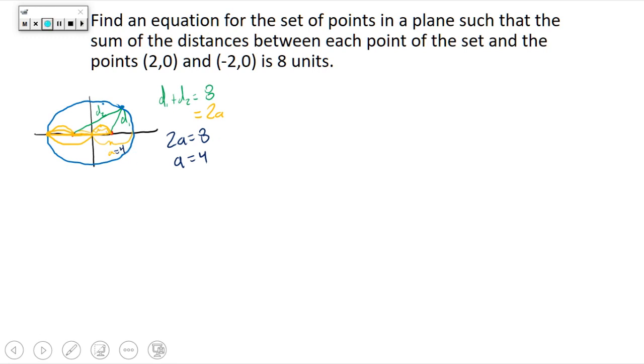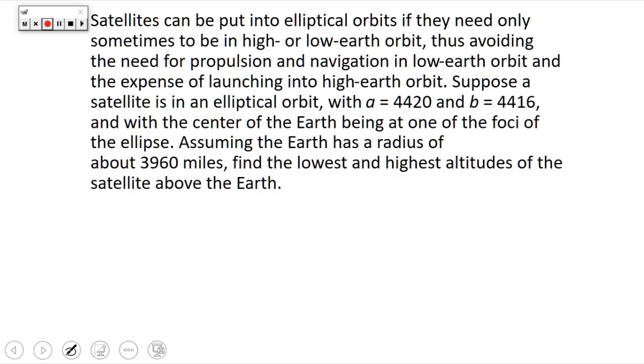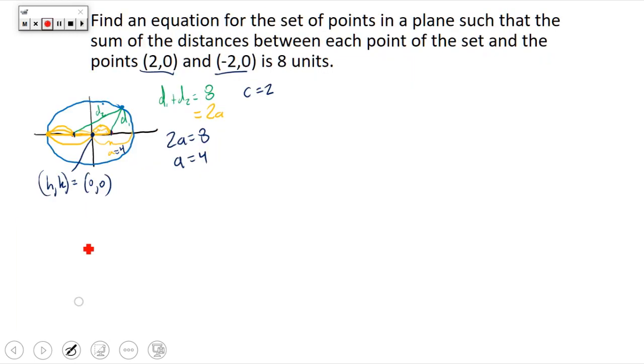We also know that since these 2 points are foci, c must be 2, because it's 2 in either direction from the center. So this is all located at the center. The center, h, k, for this problem is at 0, 0. So we know a bunch of stuff. We know the center, we know a, and we know c.